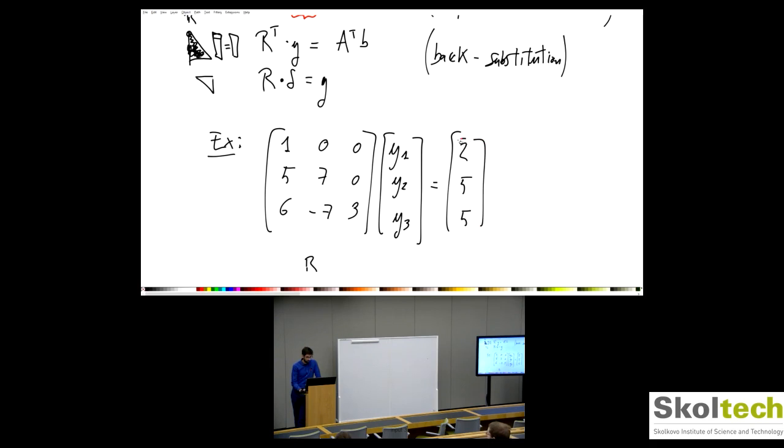We start here, right? So we solve this, multiply this by this, and then what we are going to have is that our second variable is going to be multiplied by 0, our third variable is going to be multiplied by 0, and then what we have is that y1 equals 2. Right? So this is awesome.